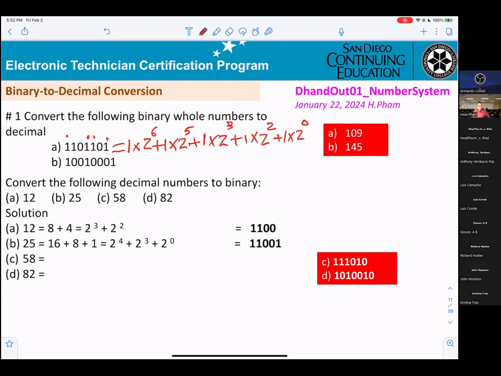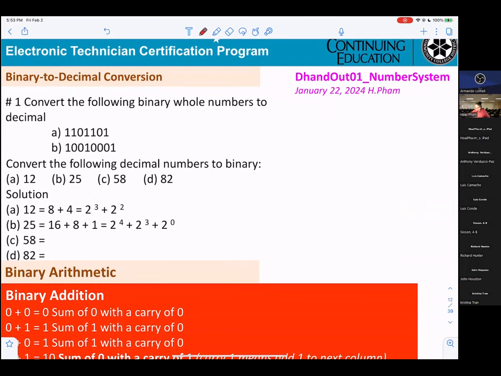And another one. Convert the following decimal number to binary. Okay, so basically, you already know you get a binary, you want to get a decimal. You divide by two. Okay, that means you get it. But the thing is, we're not using that in the program. Okay, so we don't care. Convert the following binary number to decimal. Okay, you already see that we just divide by two.